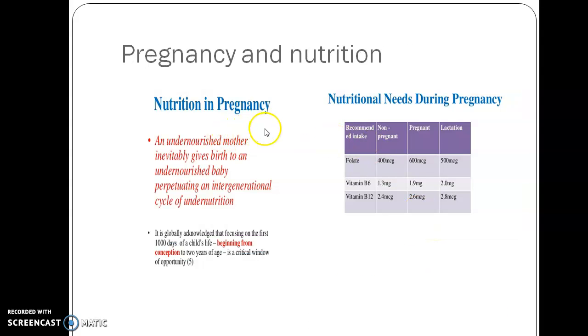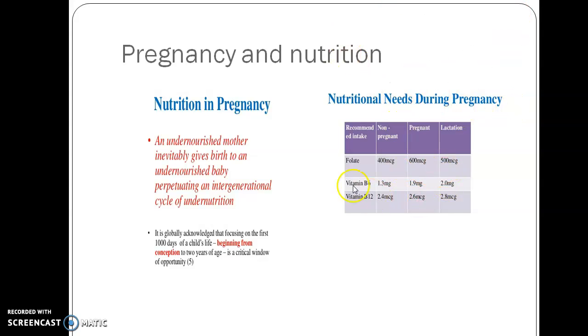Nutrition in pregnancy is very important because an undernourished mother will give birth to an undernourished baby, perpetuating an intergenerational cycle of undernutrition. It's globally acknowledged that focusing on the first 1000 days of the child's life, from conception to 2 years of age, is a critical window of opportunity for treating nutritional deficiencies. Nutritional needs during pregnancy include folic acid. For a non-pregnant lady it is 400, while for a pregnant lady it should be 600.